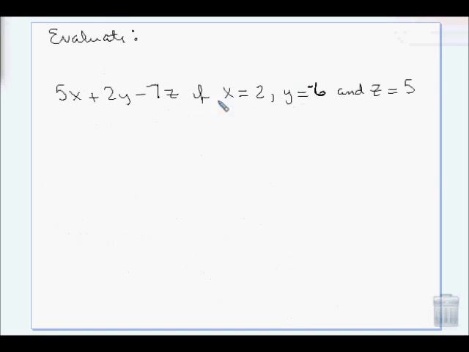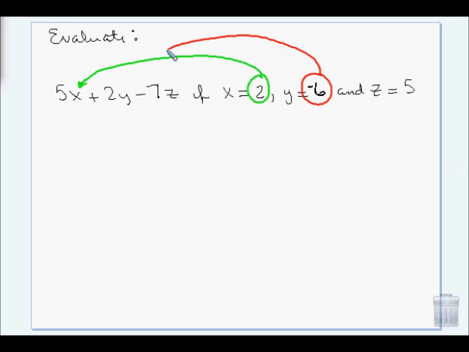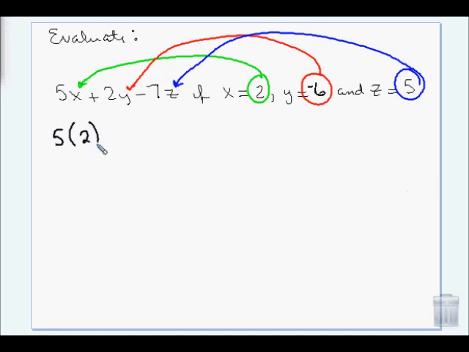Next, evaluate. X equals 2, so I'm going to replace x with 2. Y is negative 6, so I'm going to replace that. And then z is 5, so I'm going to replace that. So what I'm going to end up with is 5 times 2 plus 2 times negative 6 minus 7 times 5.